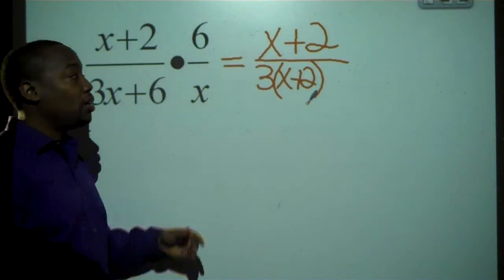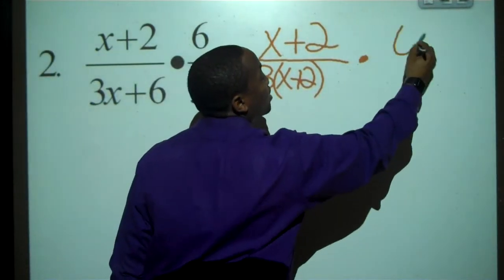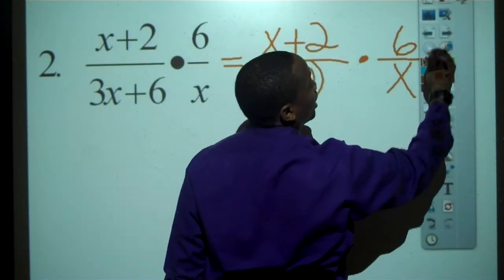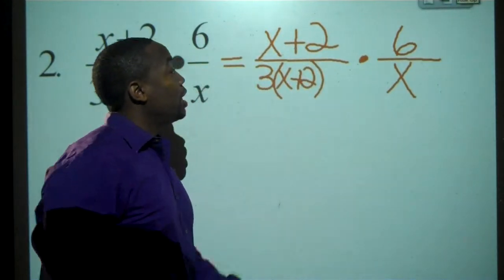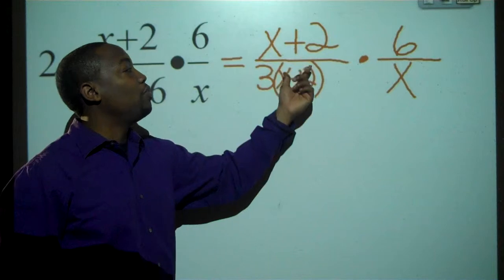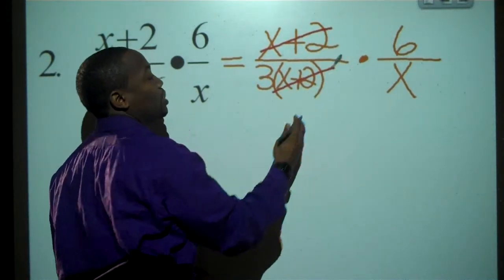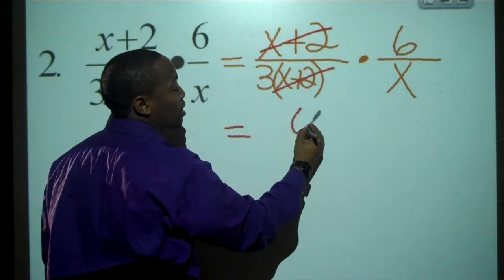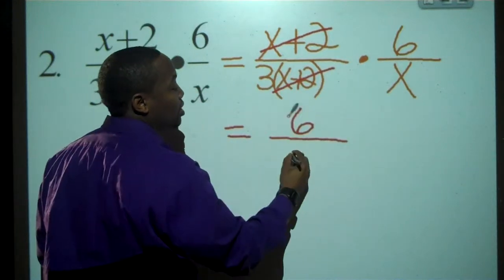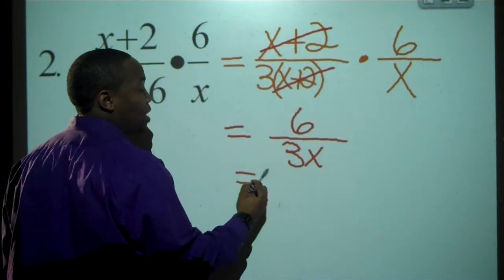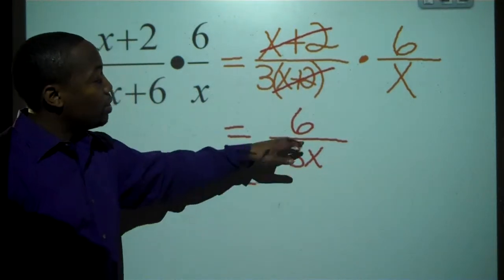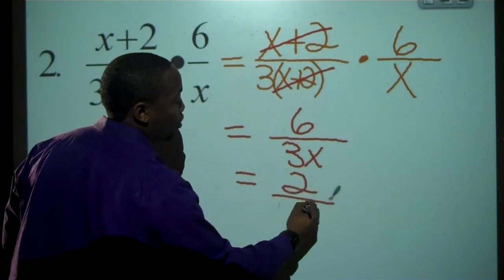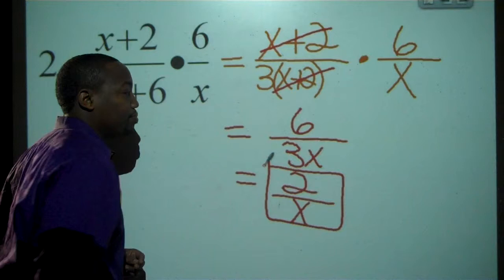Can I reduce this anymore? No. So I'm going to leave that as a 6, and I'm going to leave this as an x. Now, is there anything I can cross out of here? Absolutely. I can cross out the x plus 2 and the x plus 2 because these are both one thing. This crosses out, and I'm left with just multiplying straight across. This is already gone, so I have 6, and then I multiply this across. This is gone, so I just get 3x. Now, can we reduce this any further? Yeah. 6 divided by 3 gives me just 2, right? So 2 over x. And we have our answer right here.